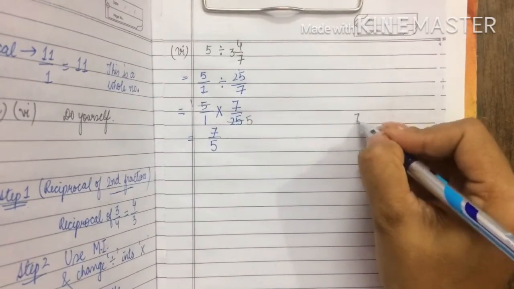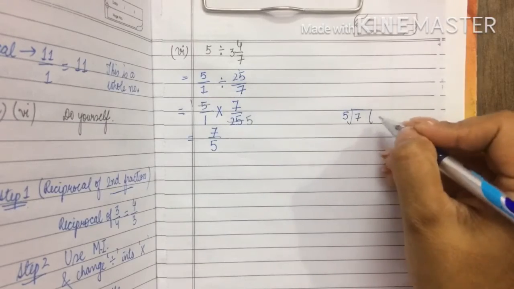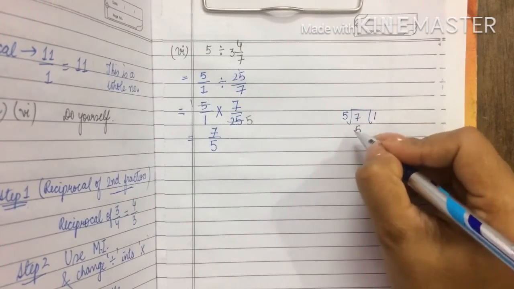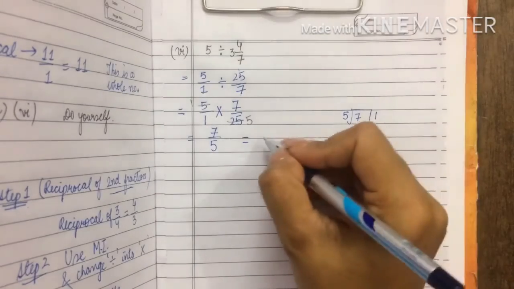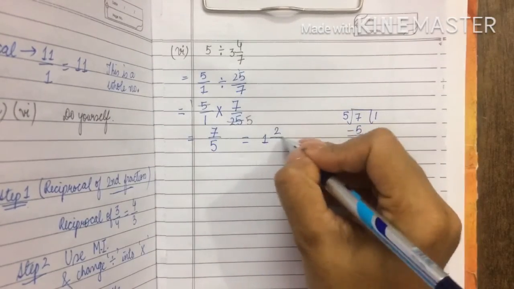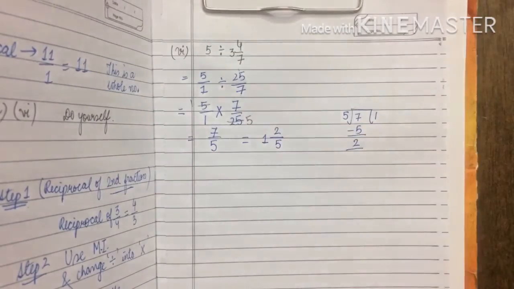Improper fraction. Divide, obtain the quotient and the remainder. Write the answer as a mixed number, quotient on the side, remainder on the top, and the denominator is same. So this is the answer for the 6th part.